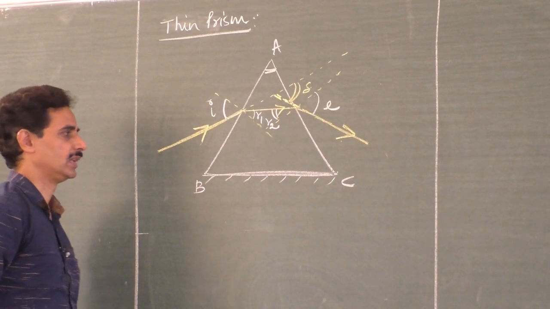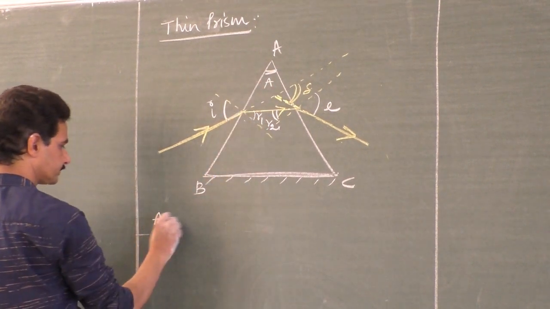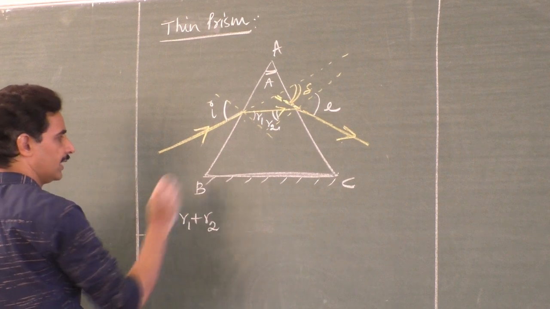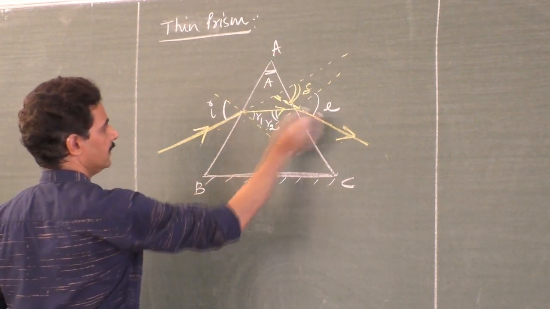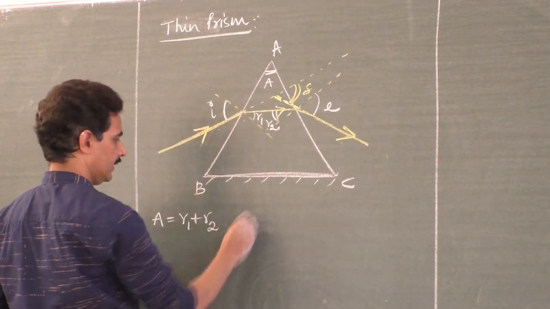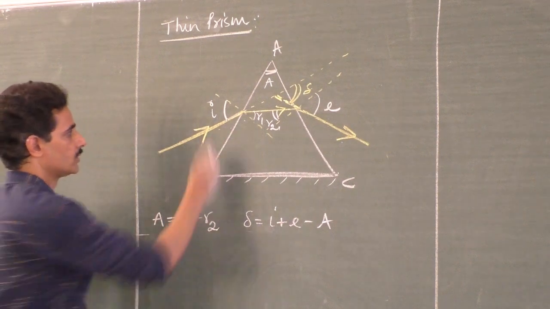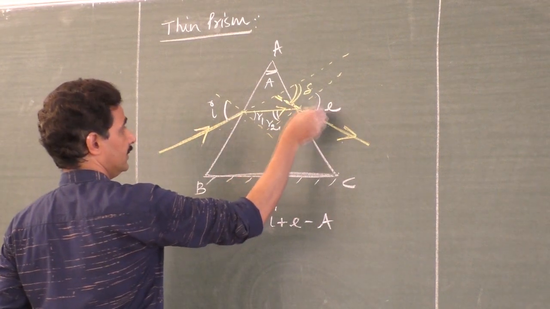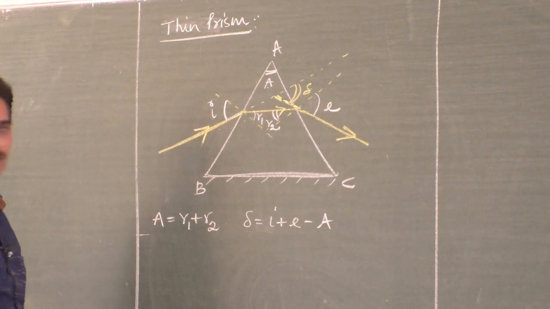You know the relation between them. The angle of the prism, A equals R1 plus R2, one equation, and delta is equal to I plus E minus (R1 plus R2), that is A. Delta is equal to I plus E minus A. This total I plus E will be greater than delta, so you remove A from it. Delta is equal to I plus E minus A.